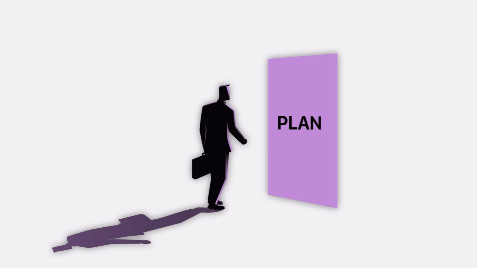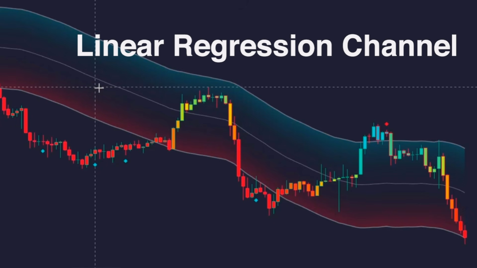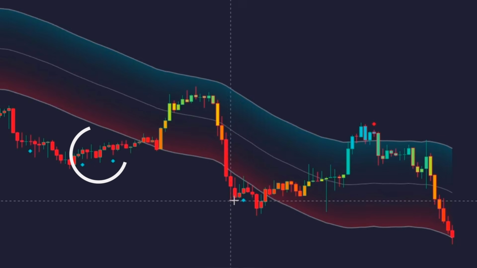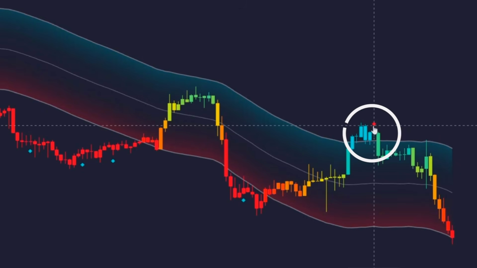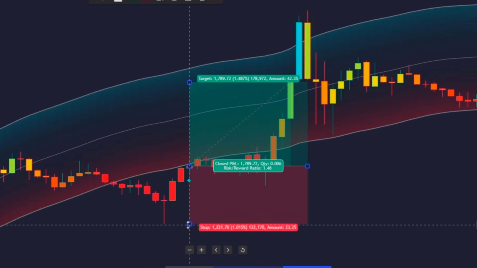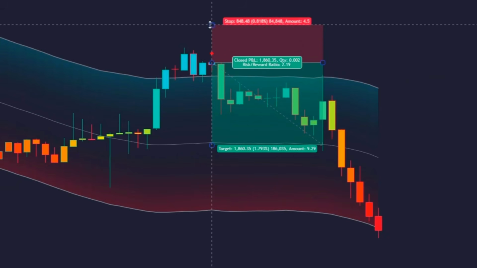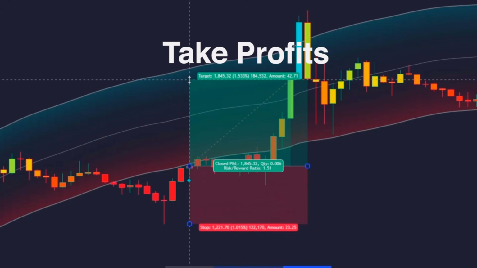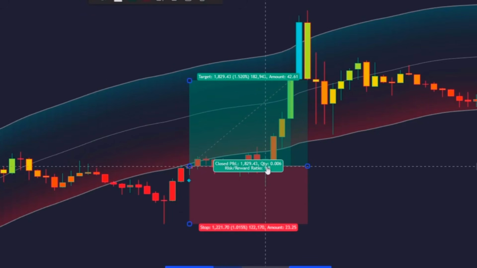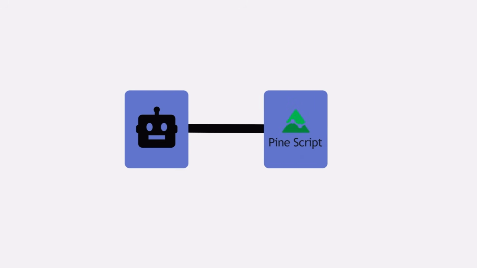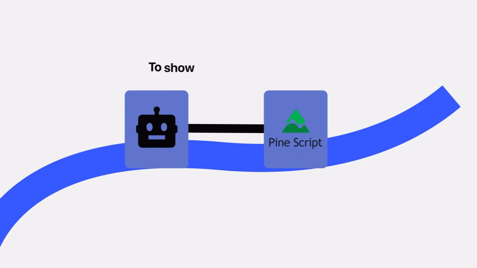And so here's my plan. We'll use the linear regression channel as our trigger and define entry rules based on the diamond signals. Then, for the stop losses, I will use the last swing low for long positions and the last swing high for short trades. And for the take profits, I will keep it simple, with a 1 to 1.5 risk to reward level. So let me quickly create the bot in PineScript and I'll be right back to show you the results.